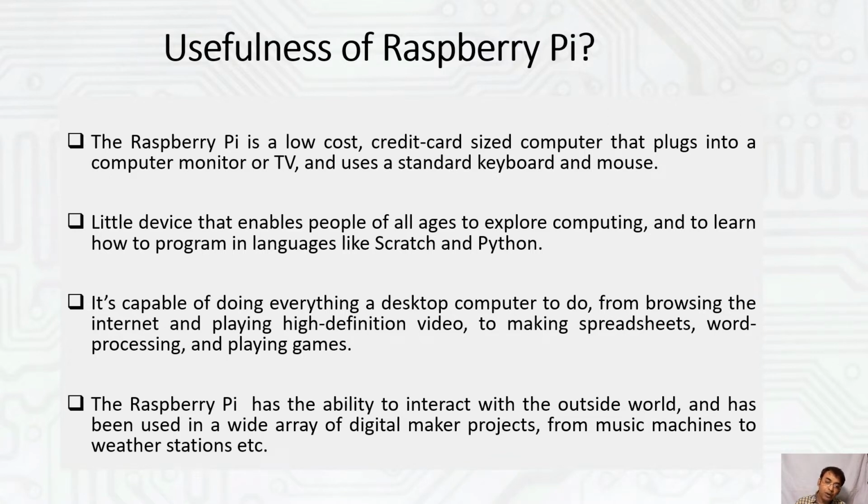It is capable of doing everything a desktop computer can do, from browsing the internet and playing high definition video to making spreadsheets, word processing, and playing games. The Raspberry Pi has the ability to interact with the outside world and has been used in a wide range of digital maker projects, from music machines to weather forecasting, etc. Raspberry Pi has inbuilt Wi-Fi by which you can connect directly with your Wi-Fi router.